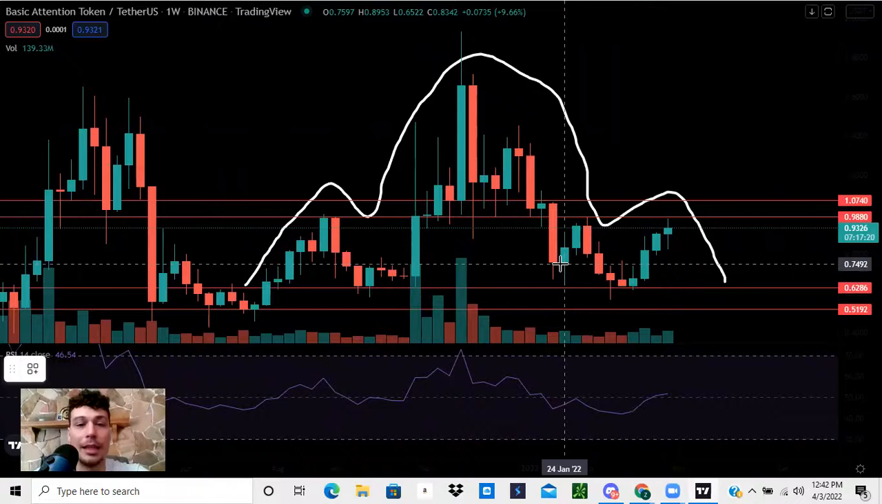We're going to be taking a look at the Basic Attention Token, ticker symbol BAT.